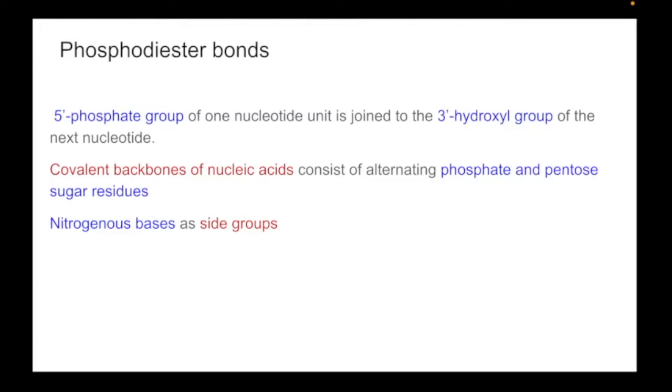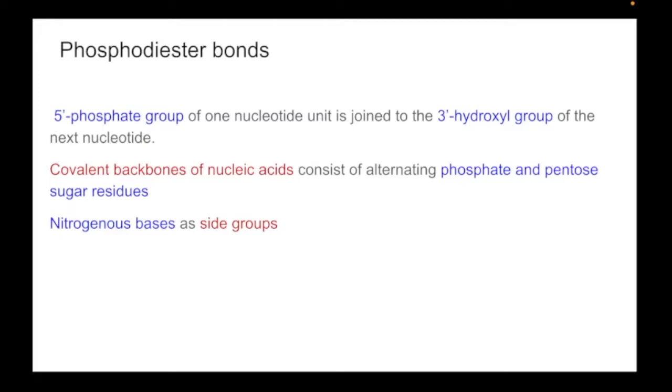The nucleotides are joined together by phosphodiester bonds to form the nucleic acids. During the formation of a phosphodiester bond, the 5' phosphate group of one nucleotide unit is joined to the 3' hydroxyl group of the first nucleotide. So always a nucleotide attaches at the 3' position of the next nucleotide.